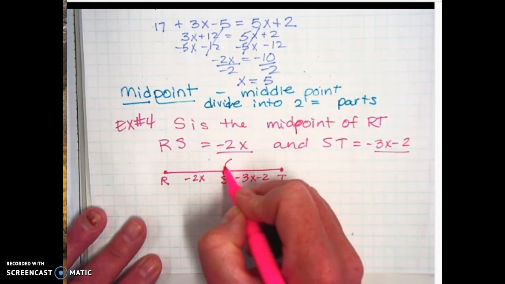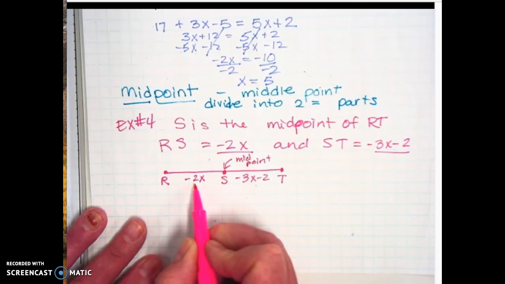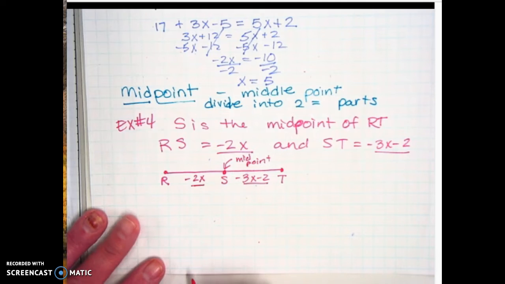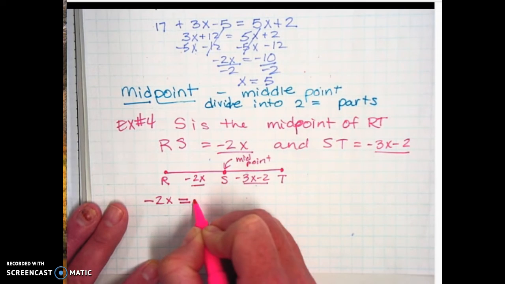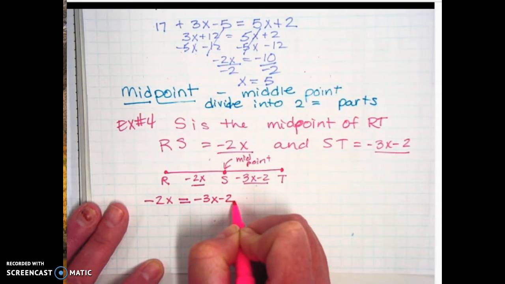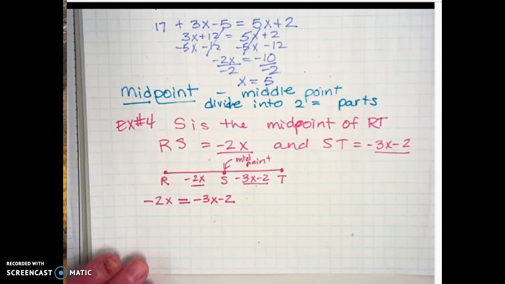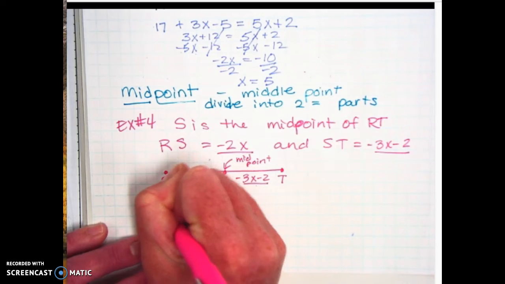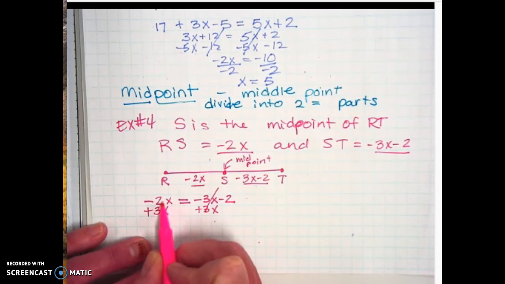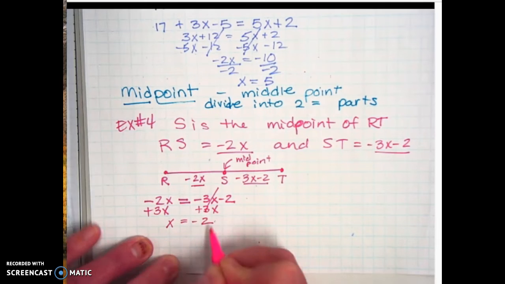This is our midpoint, so it's exactly in the middle, which means these two expressions should be equal to each other. So we're going to say negative 2x equals negative 3x minus 2. Okay? Then we want to solve algebraically. I prefer my variable on the left, so I'm going to add 3x to both sides. These cancel. Negative 2x plus 3x is just your x, and you get x equals negative 2.